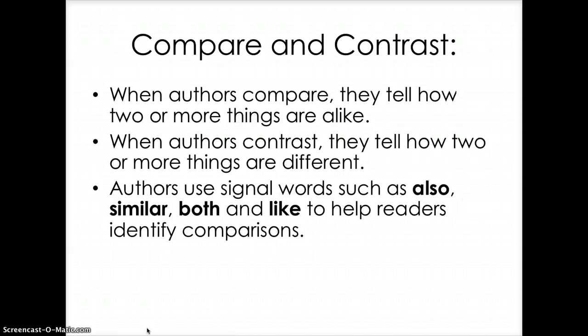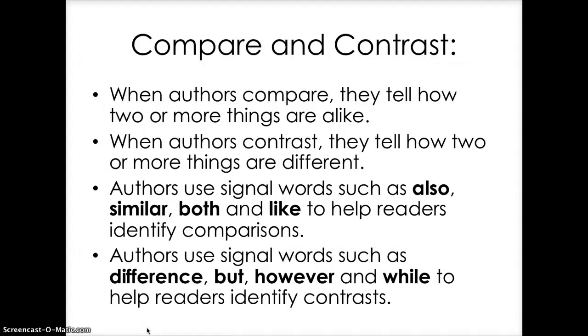Okay? All right. So signal words when comparing would be also, similar, both, like. Authors use signal words such as also, similar, both, and like to help readers identify comparisons, how things are the same. To see how things are different, and to identify contrast, authors use signal words such as difference, but, however, and while, to help readers identify contrast. Now, these are in no way an exhaustive list of signal words for comparing and contrasting. I'm sure there are many that you can come up with on your own or you've come across as you've read. But this is a nice beginning.